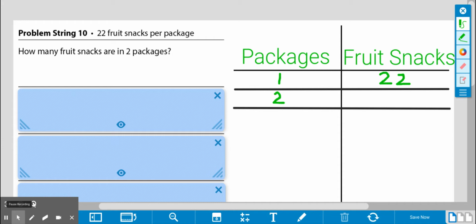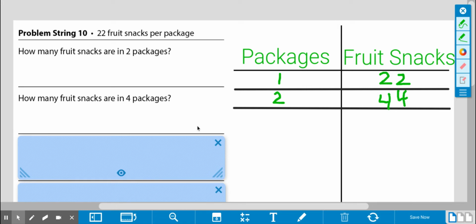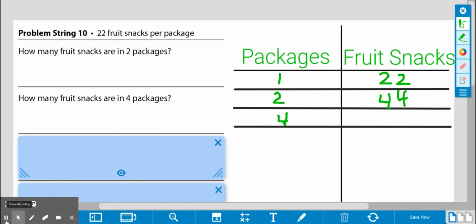As you worked on that, hopefully you were able to see that I'm going to double the number of fruit snacks I had. 1 package is 22. So if I have 2 packages, 22 and 22 all together, I have 44. All right. Adding that to your table, let's move on to the next one. How many fruit snacks are in 4 packages? As you're thinking about that, think about maybe the pattern you're noticing on our ratio table here.